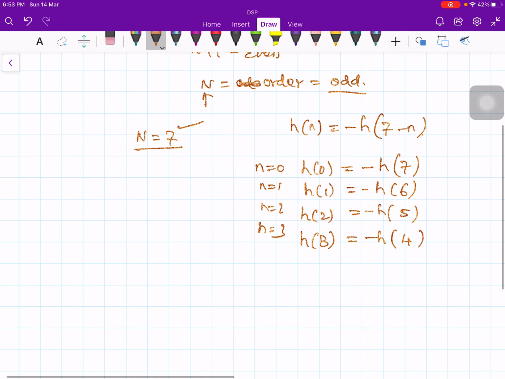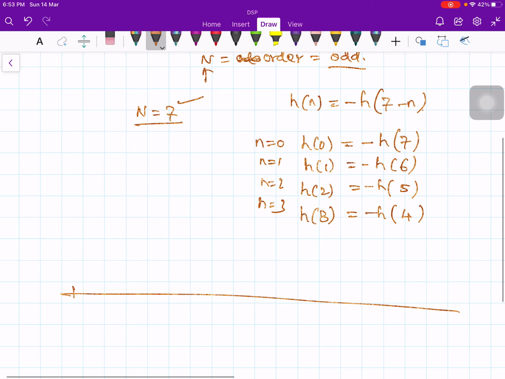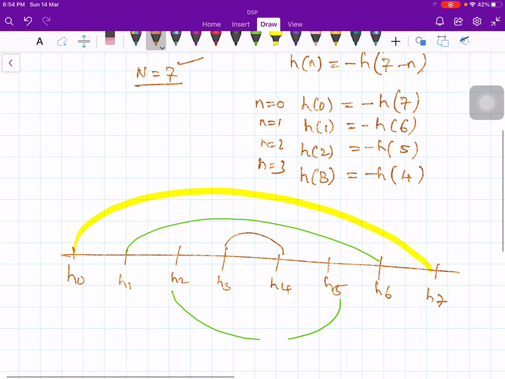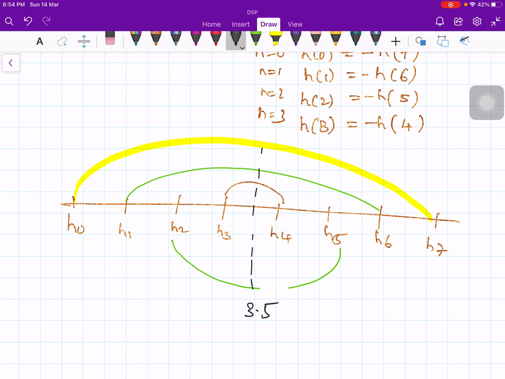So if you draw it, h0, h1, h2, h3, h4, h5, h6, h7, with h0 paired with h7, h1 with h6, h2 with h5, and then h3 with h4. Where is the symmetry? The symmetry is somewhere else. It is around 3.5, where there exists no sample because 3.5 is not an integer.